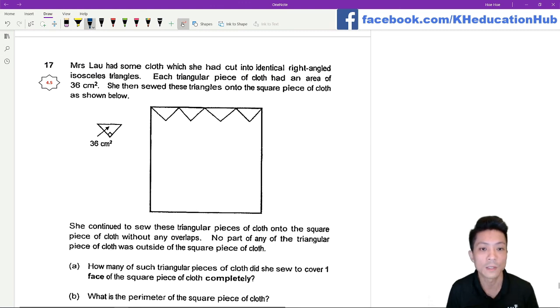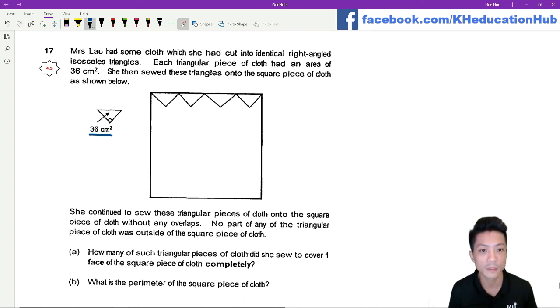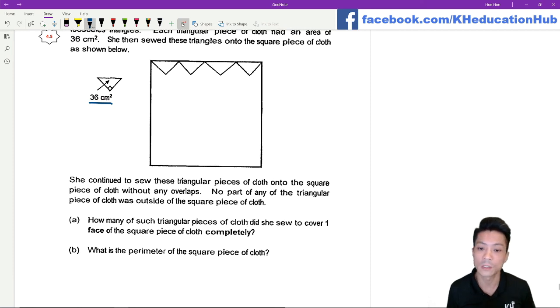Question 17. Mrs. Lau had some cloth which she had cut into identical right-angled isosceles triangles. Each triangular piece of cloth had an area of 36 cm². She then sewed the triangles onto a piece of square cloth as shown below. She continued to sew triangular pieces of cloth onto the square piece of cloth without any overlap. No part of any triangular piece was outside of the square piece. How many such triangular pieces of cloth did she sew to cover one face of the square piece of cloth completely?